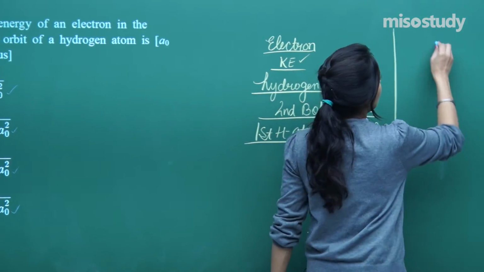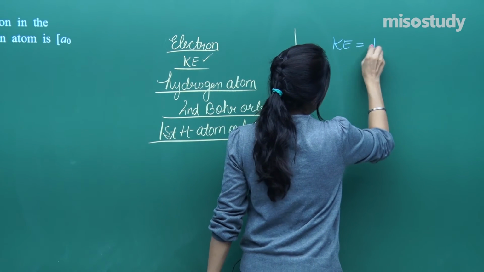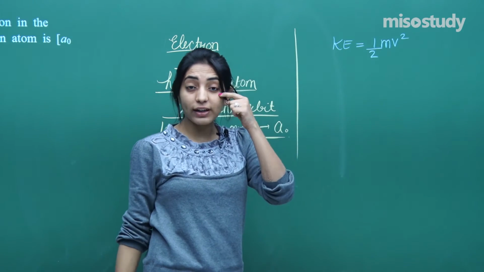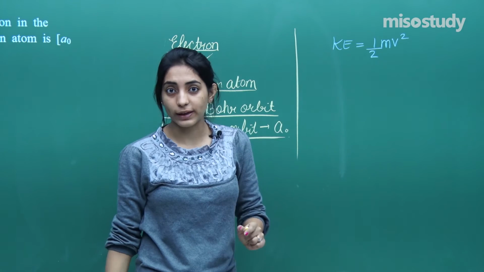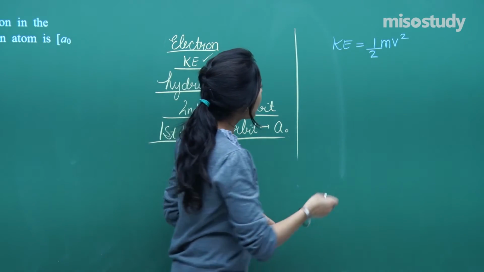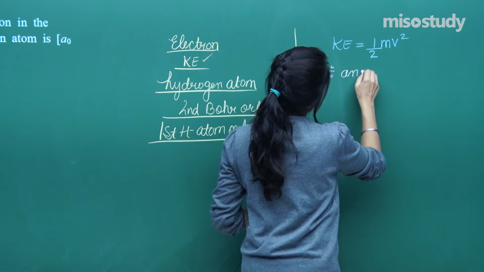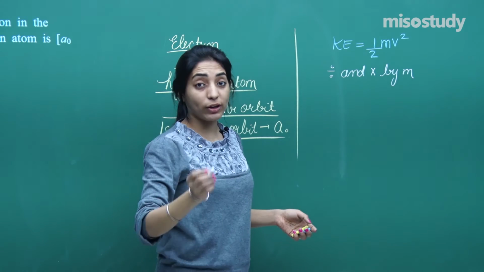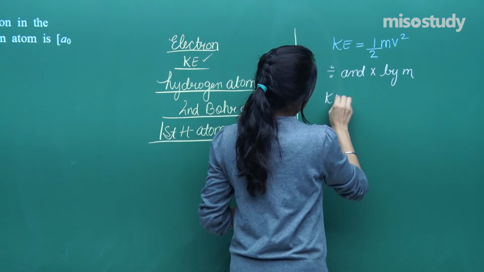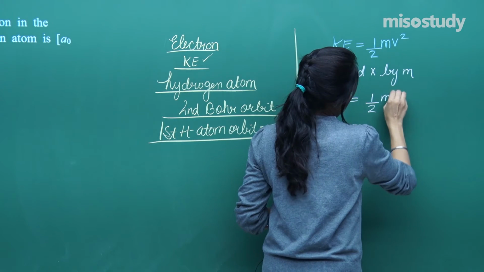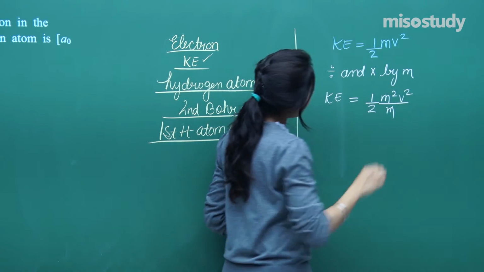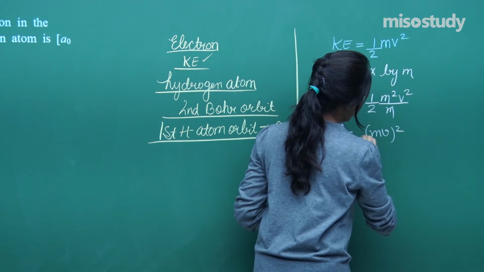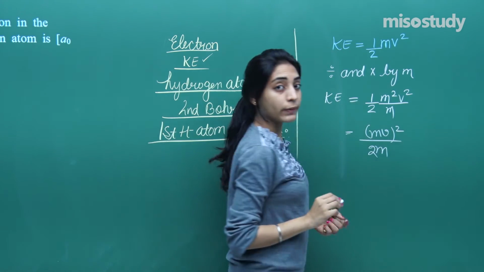Now see how to proceed. We know kinetic energy will be equal to half mv square. Am I right? M is the mass of electron, v is the velocity with which electron is moving. Okay? Can I do one thing? Can I say divide and multiply by m? So when you are dividing and multiplying it with m, oh nice, so we'll get half. I can write it to be mv whole square divided by 2m, right?